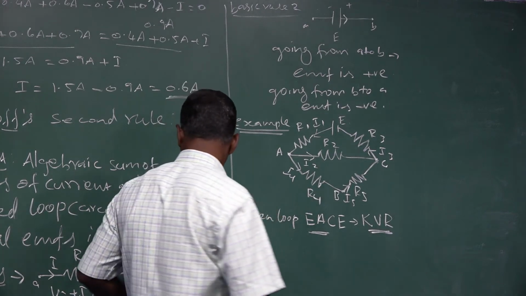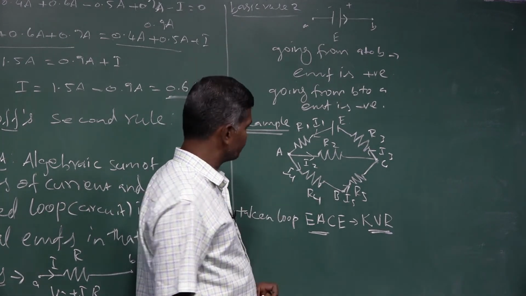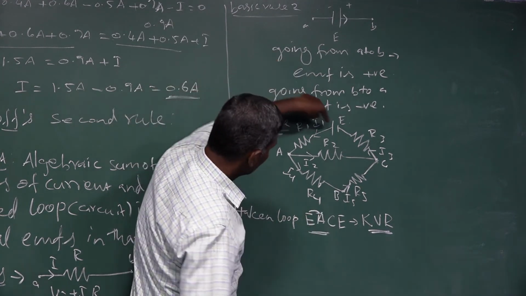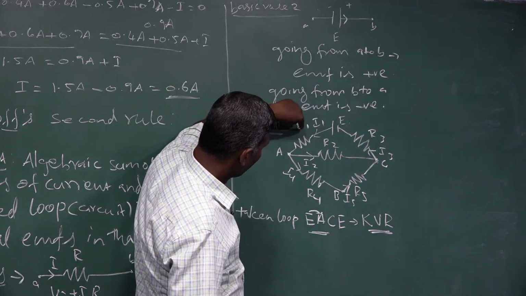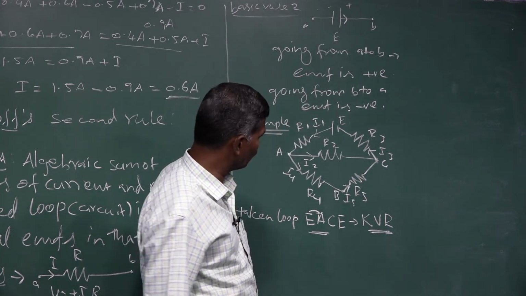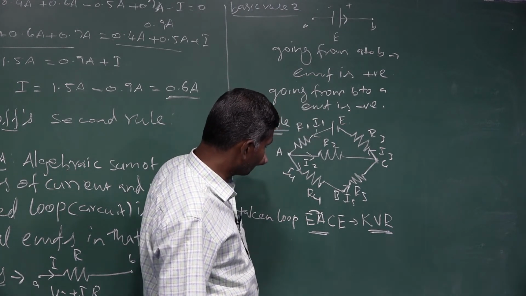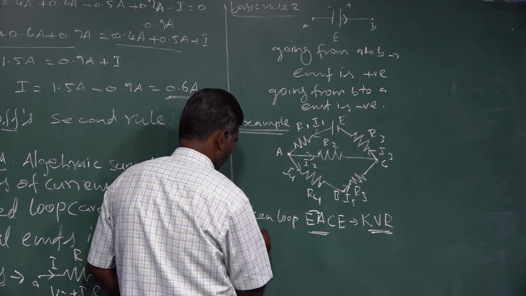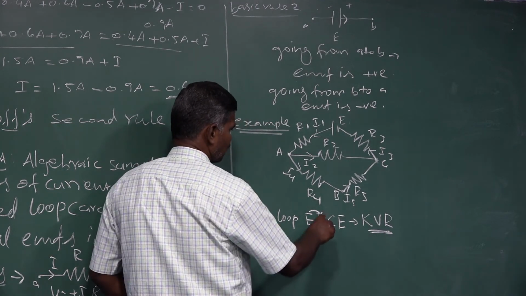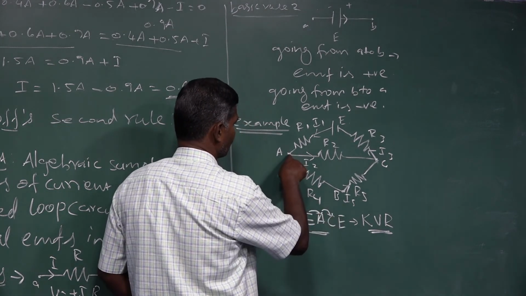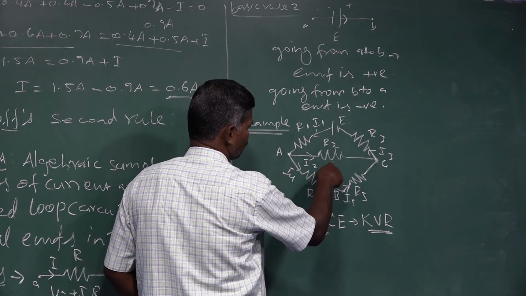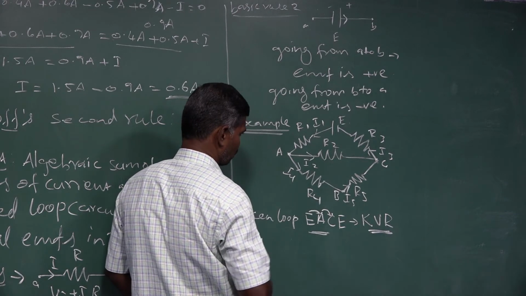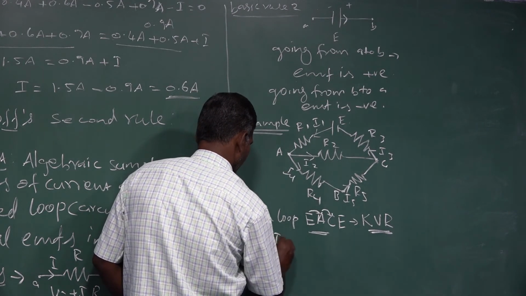There also we want to use the rules properly. First we move from E to A. Between E and A we have the resistor R1, through which current I1 flows. We are moving in the same direction as the current flow direction. That's why their product value is taken as positive, I1 into R1. Then we move from A to C. Between them is one resistor R2, and its current is I2. We are moving in the same direction as the actual current flow, so its product value is also positive.